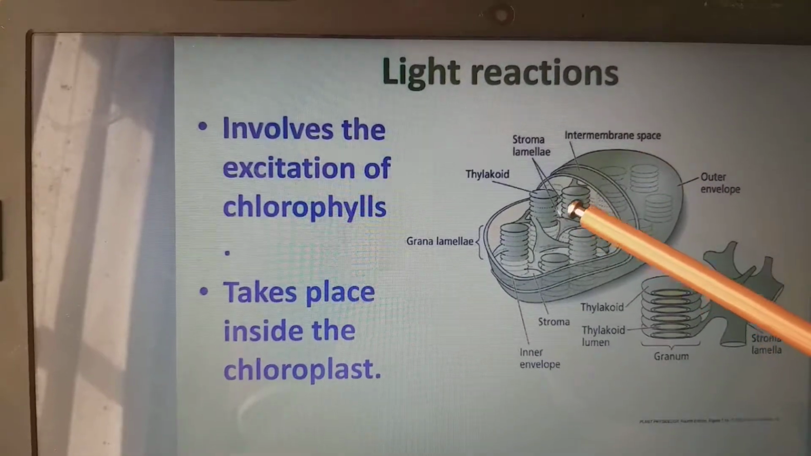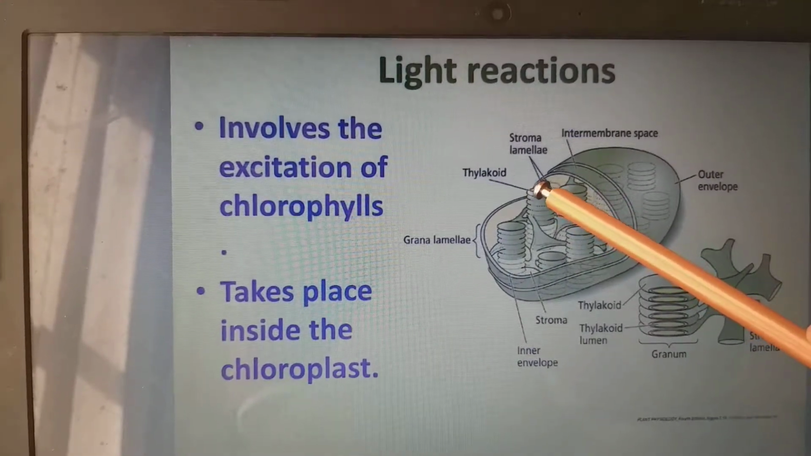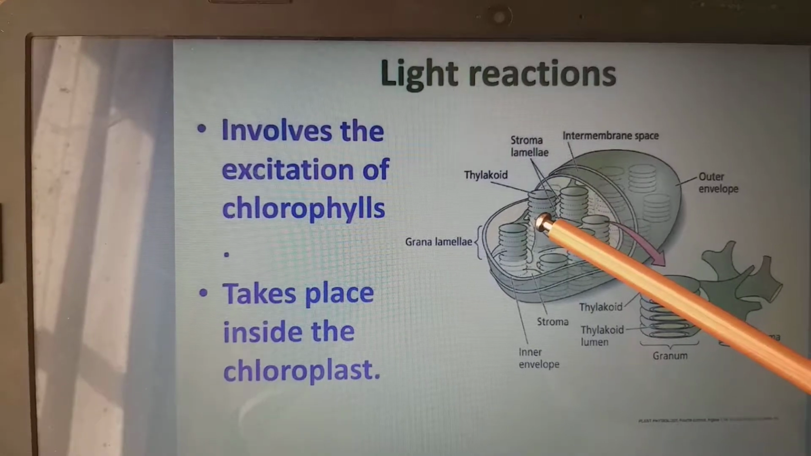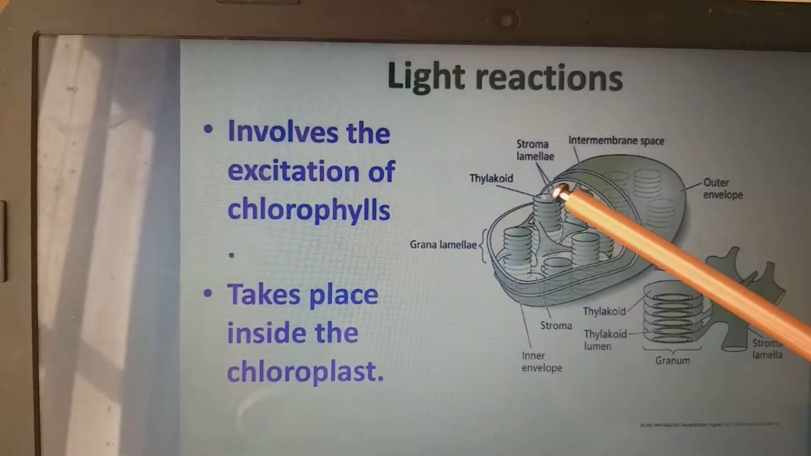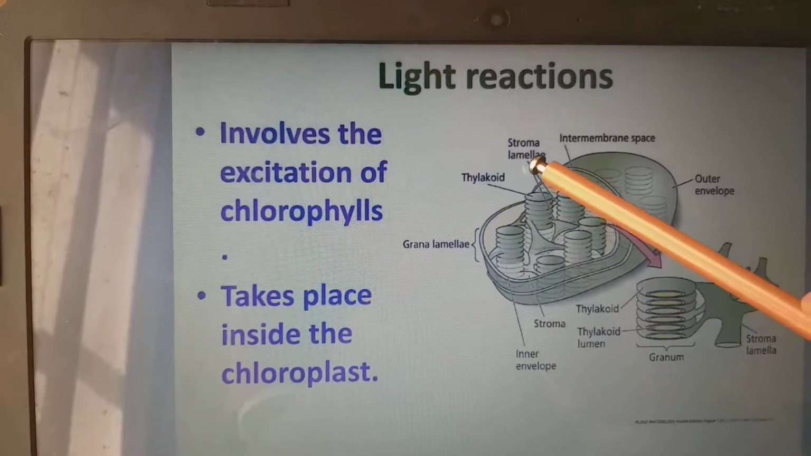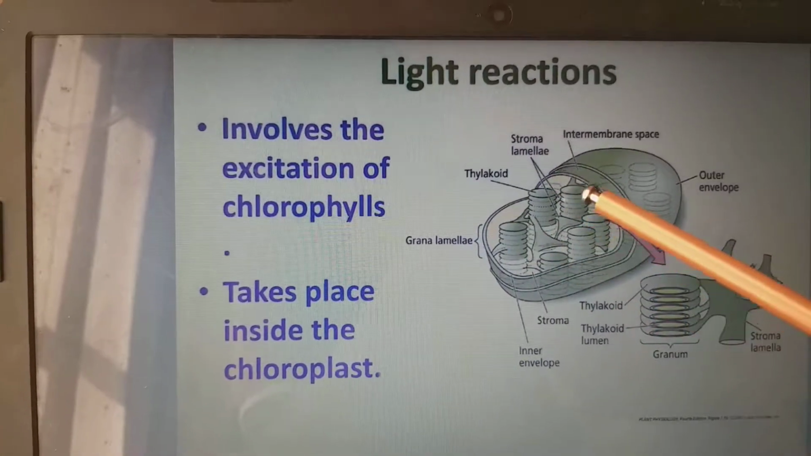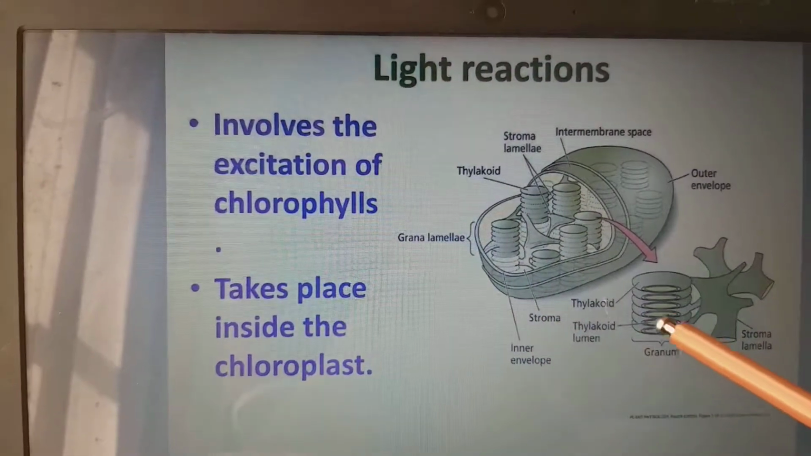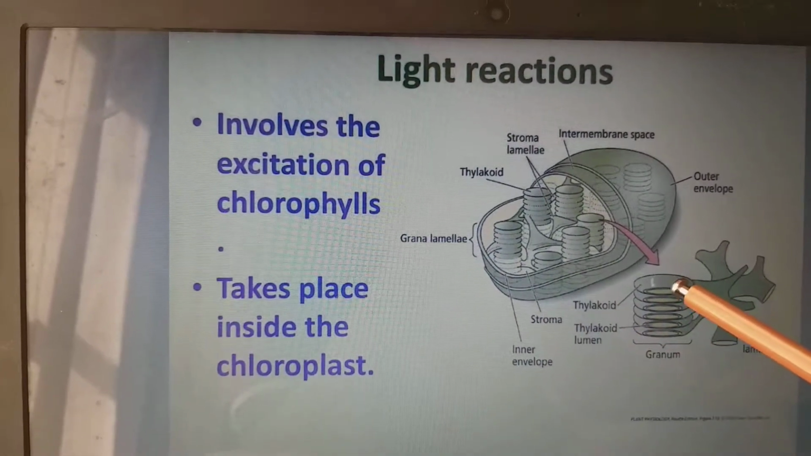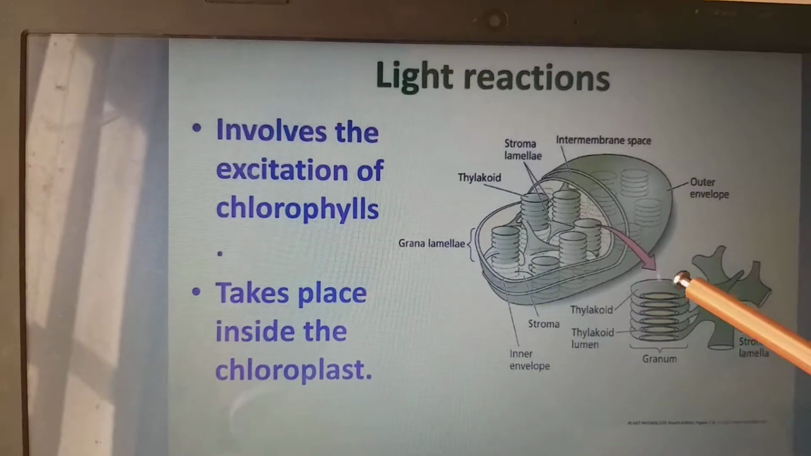And we have the thylakoids, and many thylakoids together we call a granum. So like that we have many grana. Each and every granum is linked by stroma lamella, and the remaining space we call stroma. So stroma, and these are the thylakoids. This single coin we call a thylakoid.